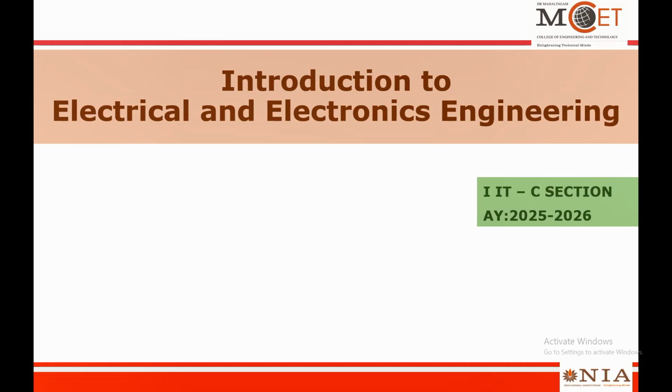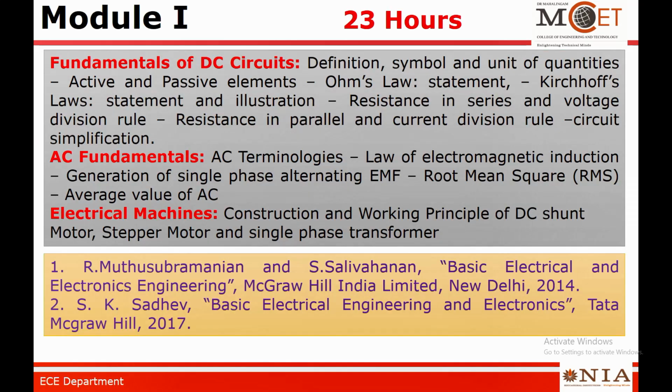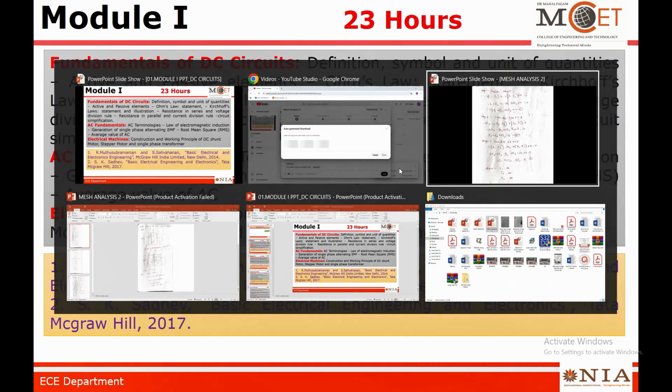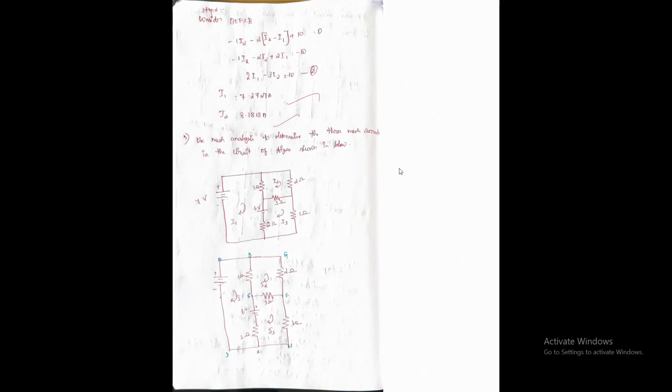As we discussed in the previous videos regarding mesh analysis in Module 1, Fundamentals of DC Circuits, now we are going to see the fourth problem related to mesh analysis. The question says: use mesh analysis to determine the three mesh currents in the circuit of the figure shown below. From the question itself, they have said three mesh currents, which means that three loops are there.